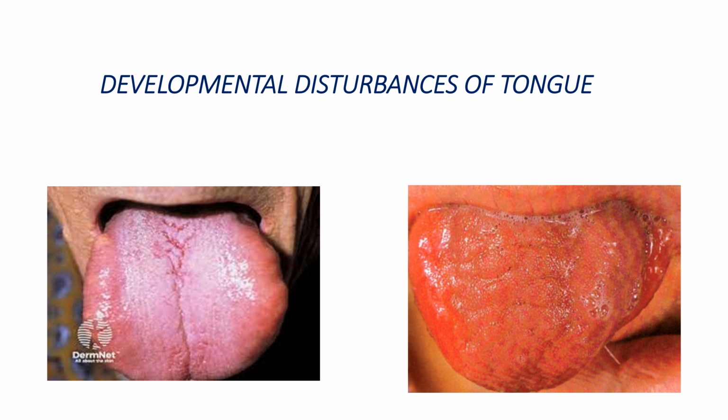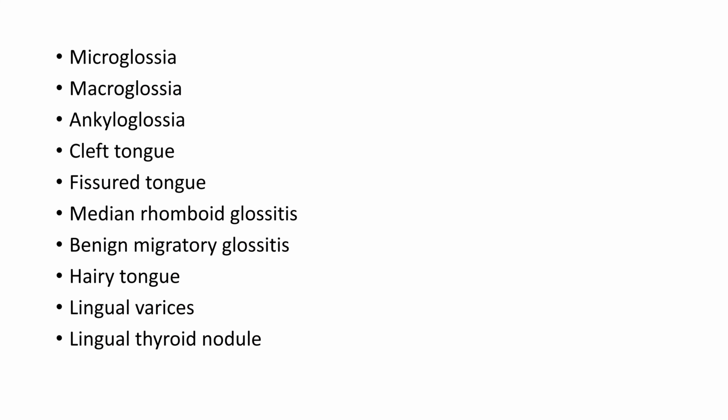Hello everyone. The next developmental disturbances of oral and paraoral structure that I will discuss today are developmental disturbances of the tongue. These are some developmental anomalies associated with the tongue, like microglossia, macroglossia, ankyloglossia, cleft tongue, fissured tongue, median rhomboid glossitis, benign migratory glossitis, hairy tongue, lingual varices, lingual thyroid nodule. We will discuss one by one.